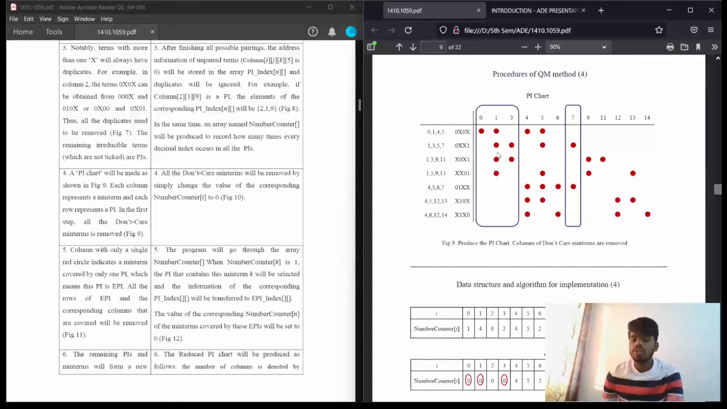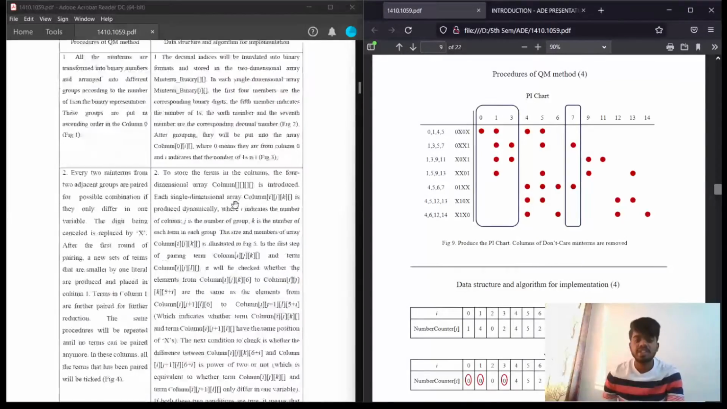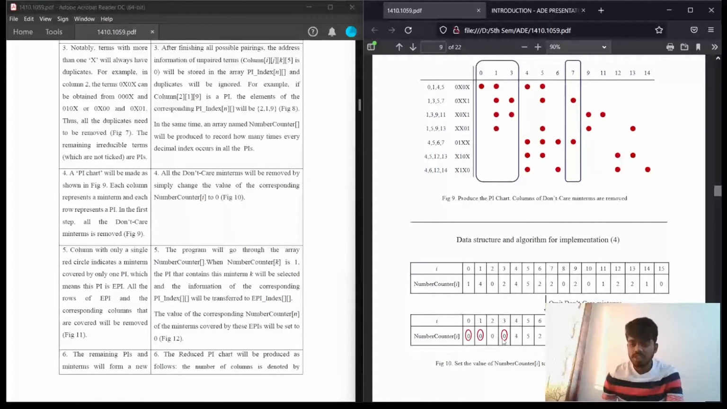And what were all the don't care terms we had? Remember, we had these don't care terms, 0, 1, 3, 7. So these four were don't care terms. In case of 0, 1, 3, and 7, we make all of these number counters into 0, 0, 0, 0.